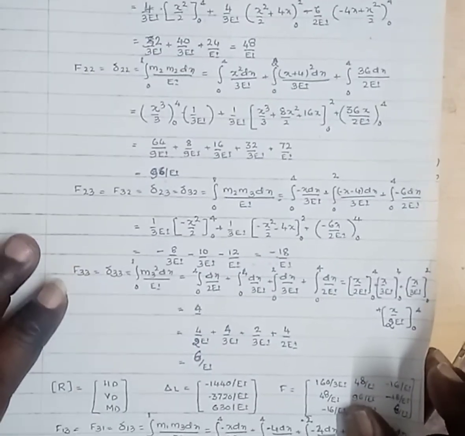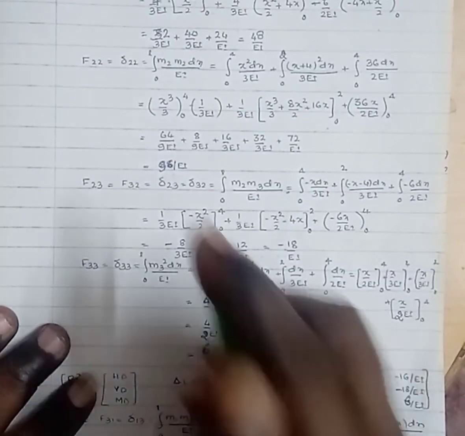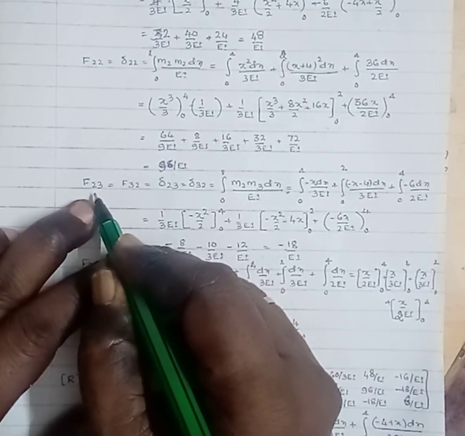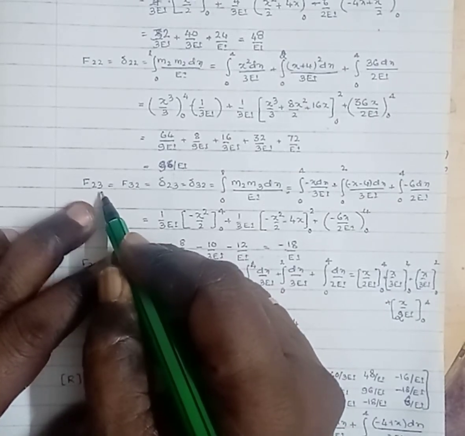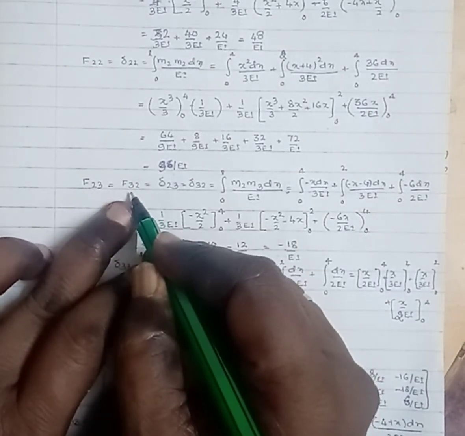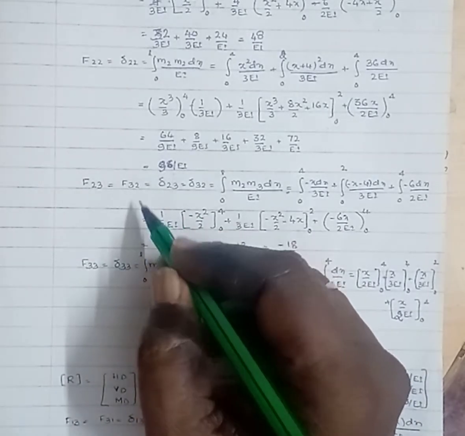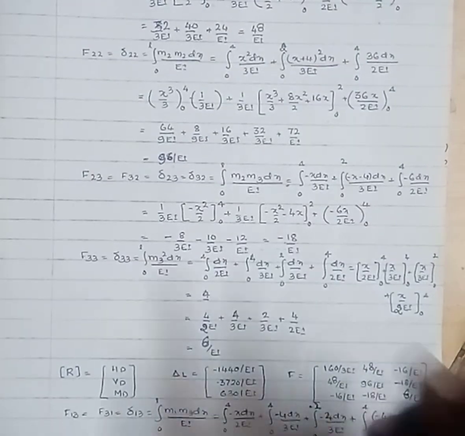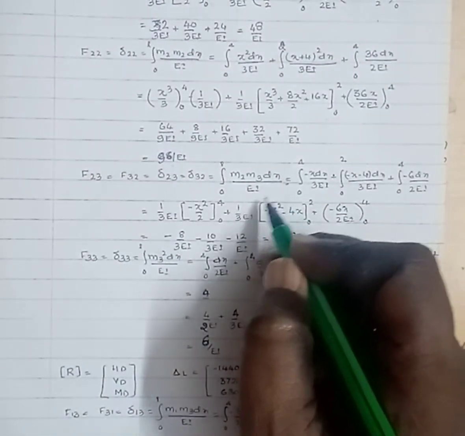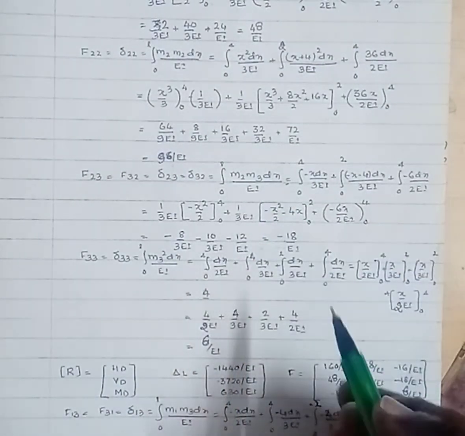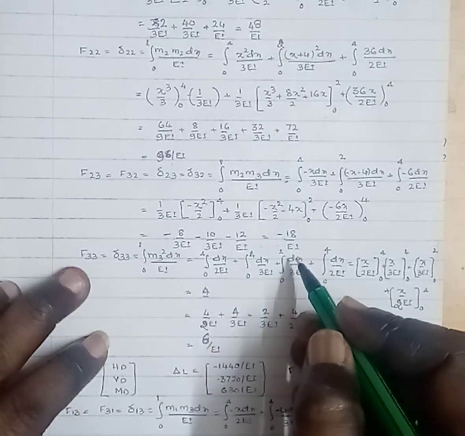Then the flexibility element, that is the displacement at 2 due to the load applied at 3, or the displacement at 3 due to the load applied at 2, that one is f23 or f32. Here again, that is the integral of m2 m3 dx divided by EI. Here you will get a value of minus 18 by EI.